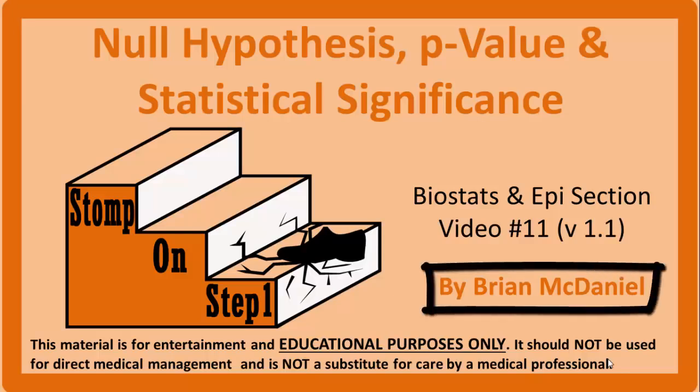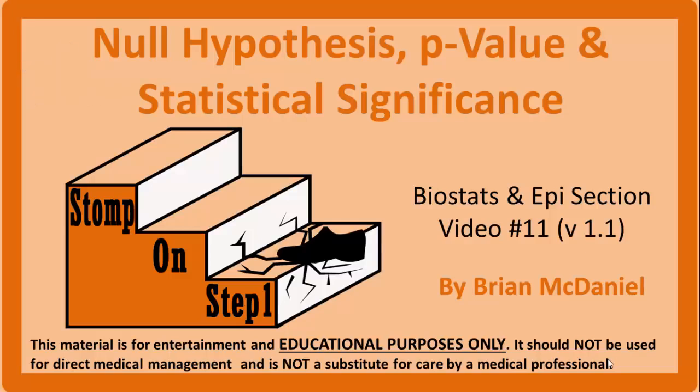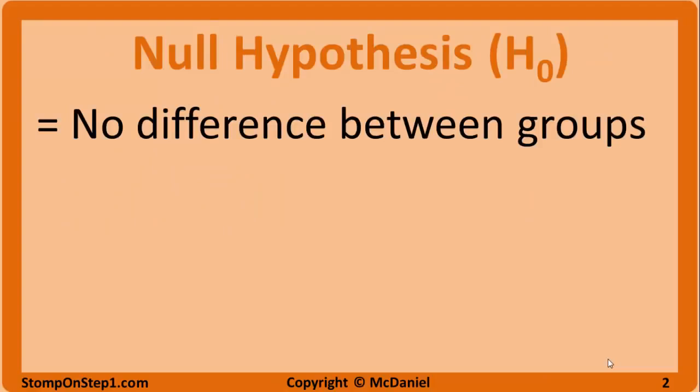I'm Brian McDaniel, and I will be your guide on this journey through the null hypothesis, alternative hypothesis, type 1 and type 2 error, p-value, alpha, beta, power, and statistical significance. This is the 11th video in my playlist covering all of biostats and epidemiology for the USMLE Step 1 Medical Board exam. There's a lot to cover, but we will try to move through things quickly and break them down into bite-sized pieces. We will start with the null hypothesis, which is represented by H subscript 0.